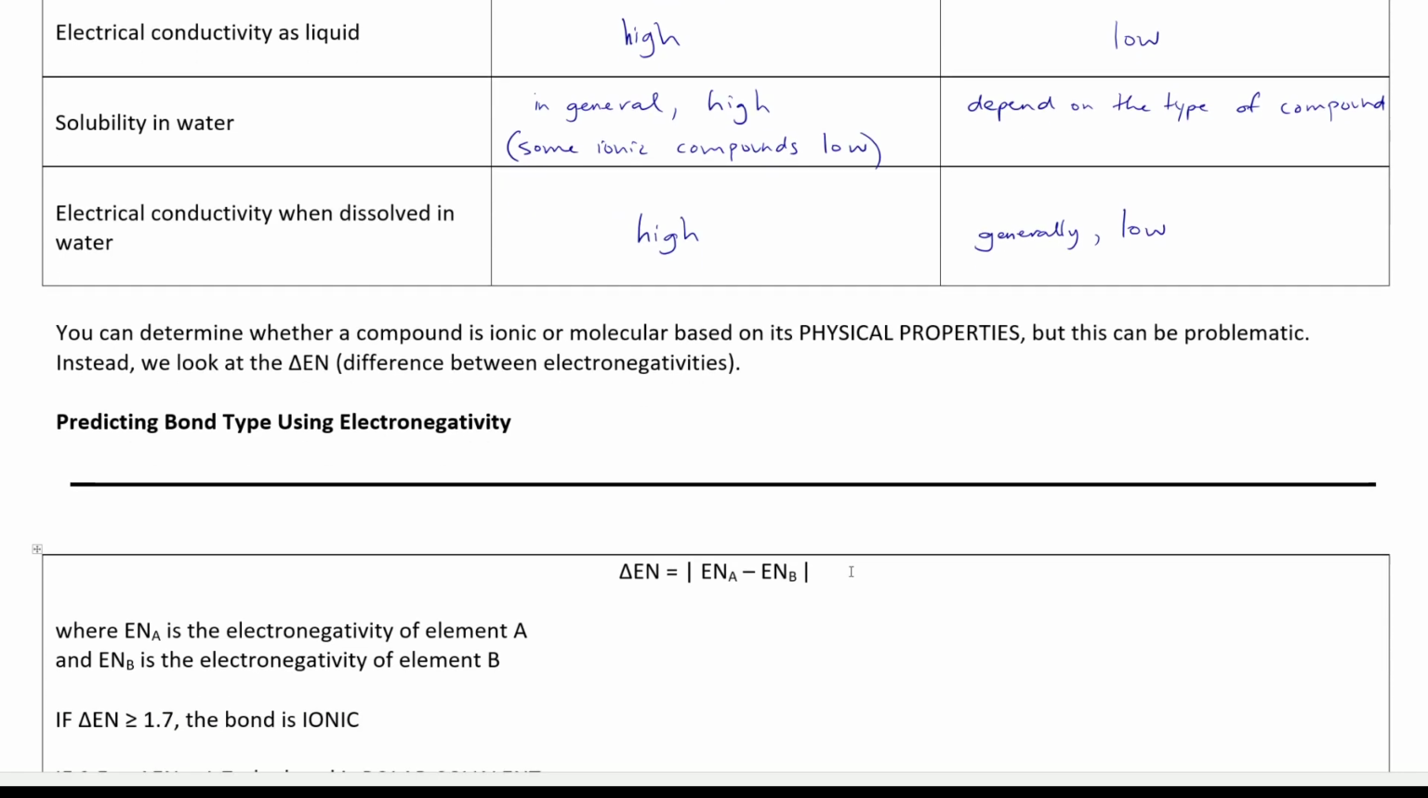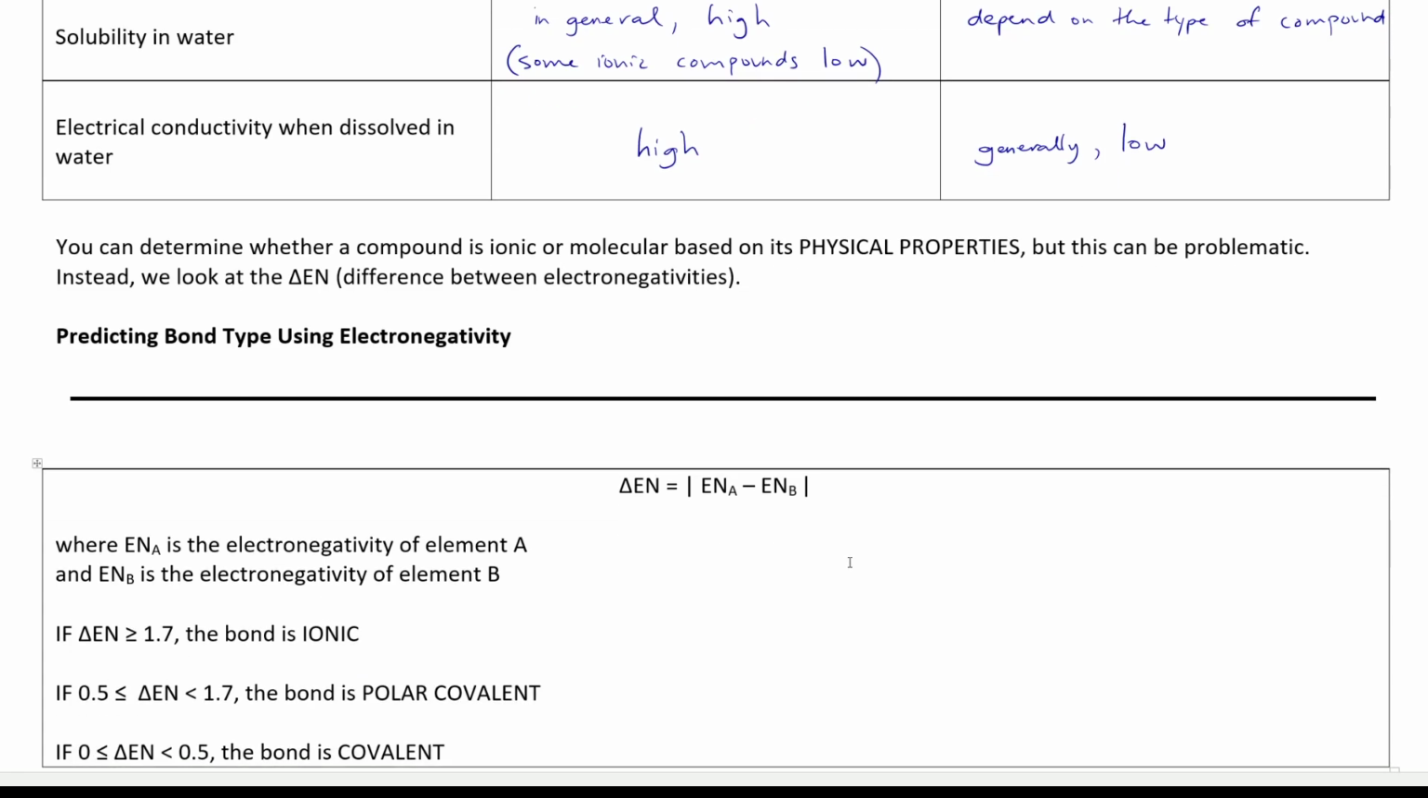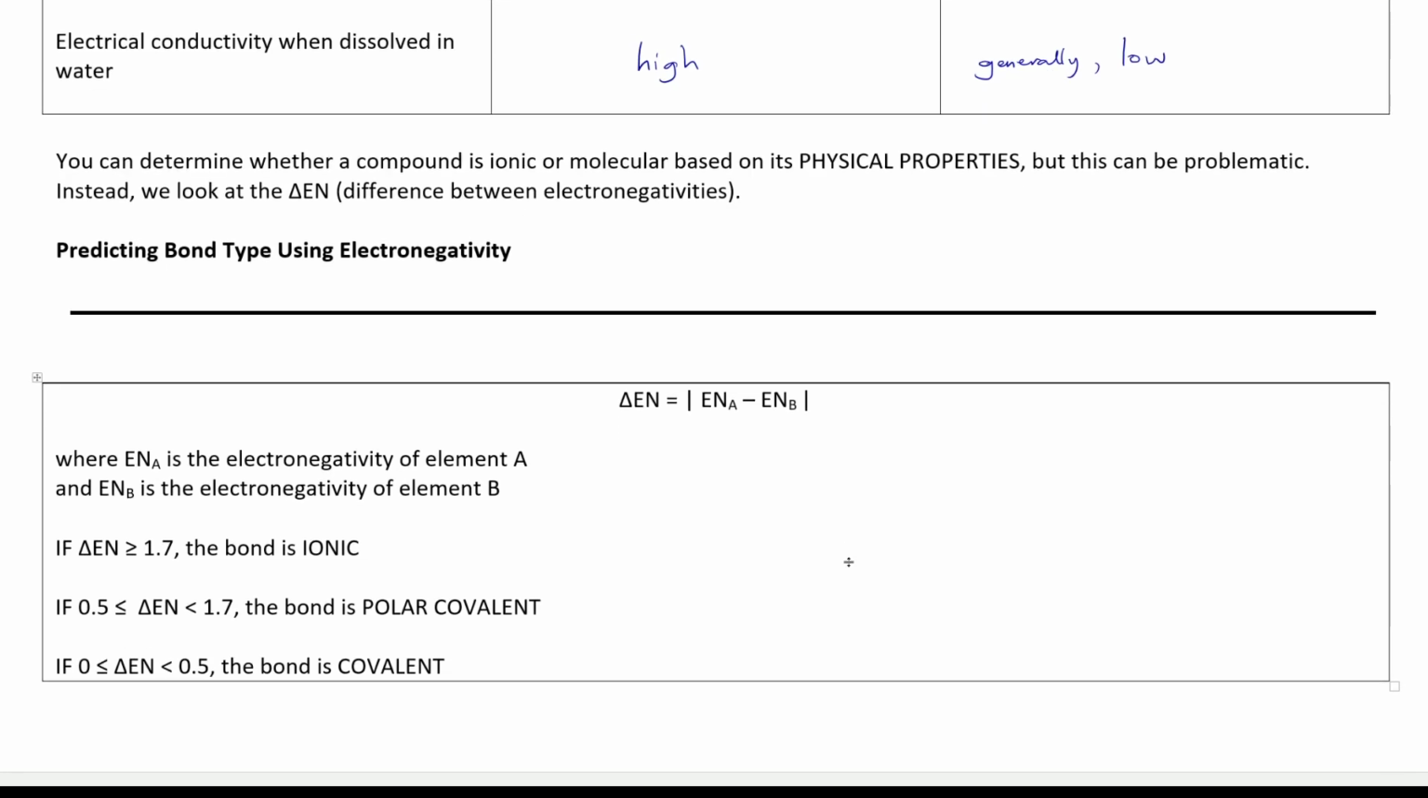So a scientist by the name of Linus Pauling came up with the electronegativity scale. And so we look at the difference in electronegativity of the elements, right? And remember that electronegativity is the pull on electrons an element has when bonded to another element.